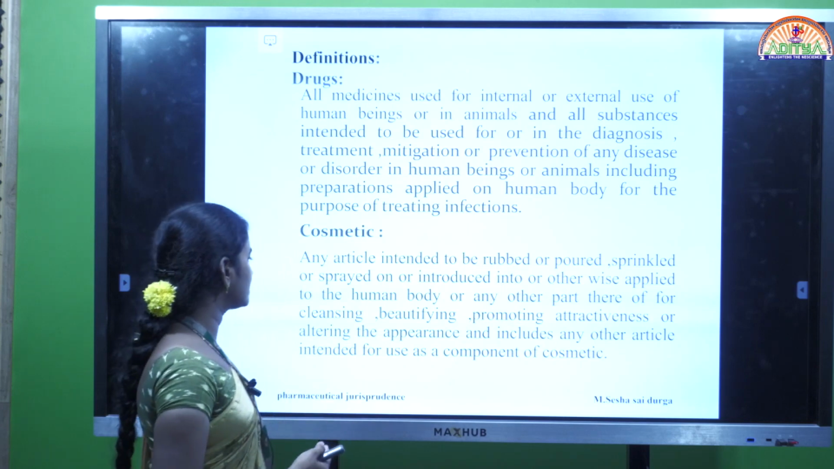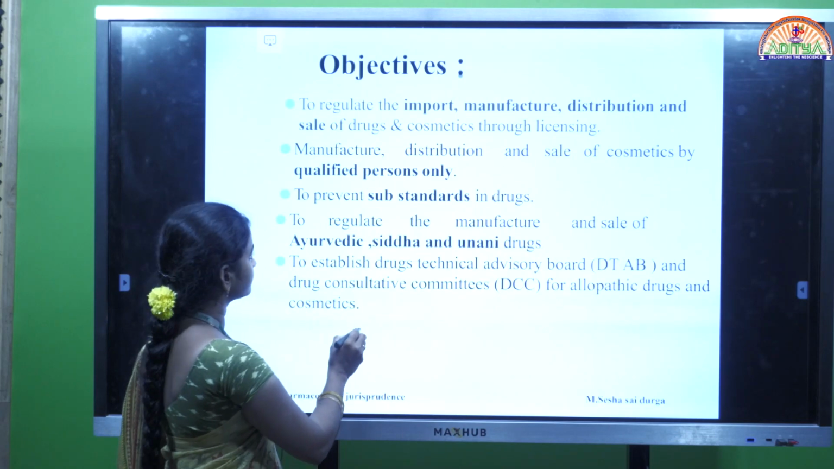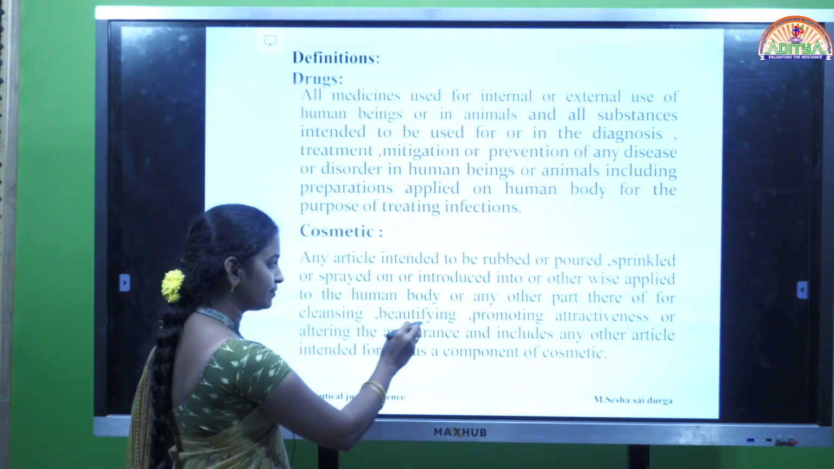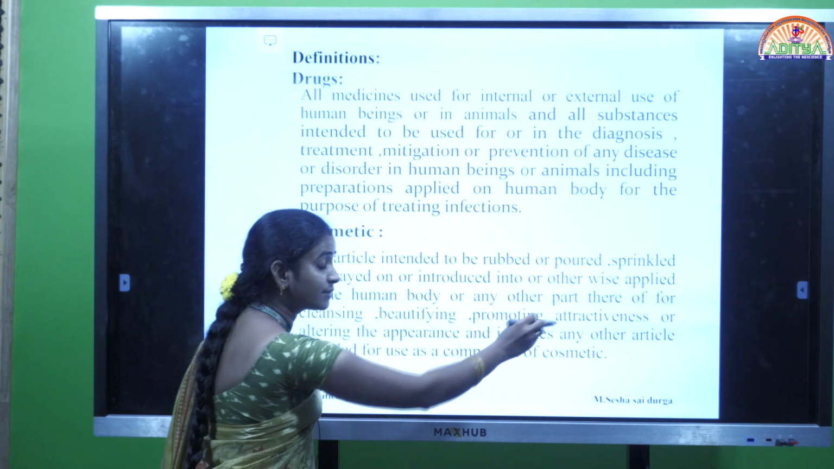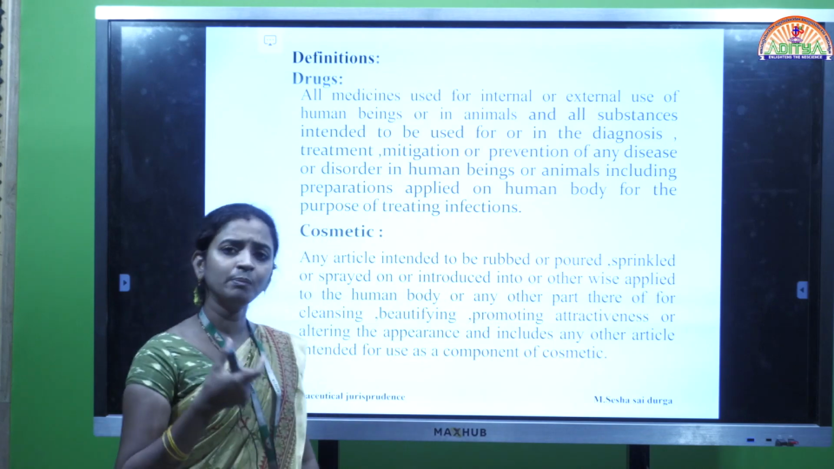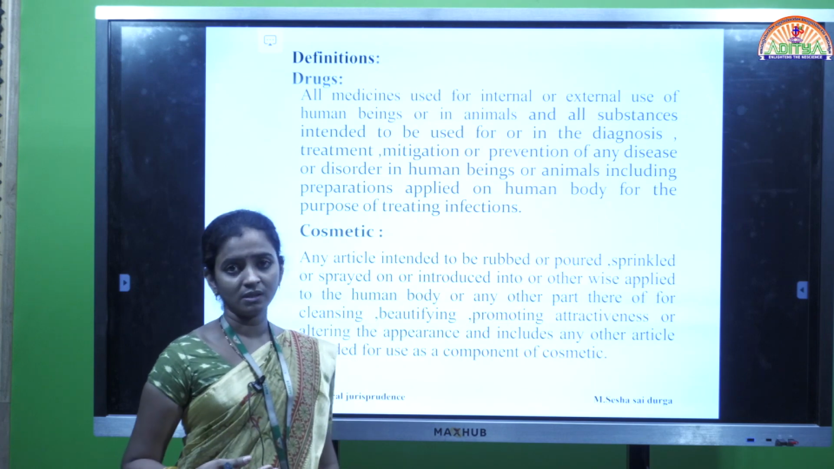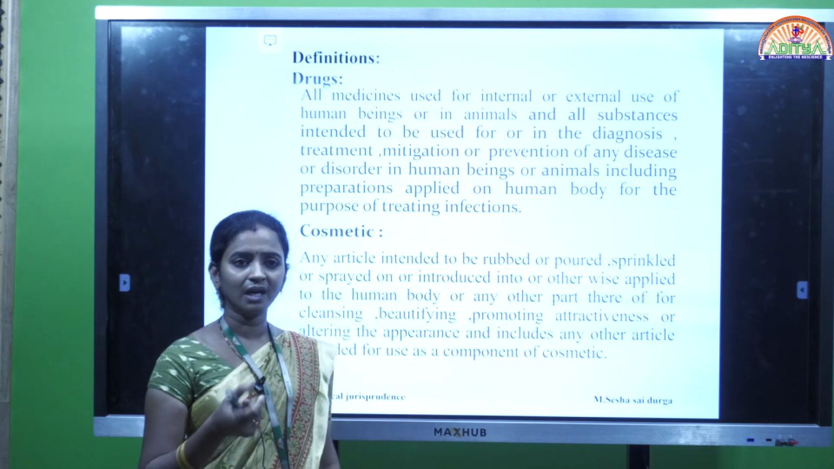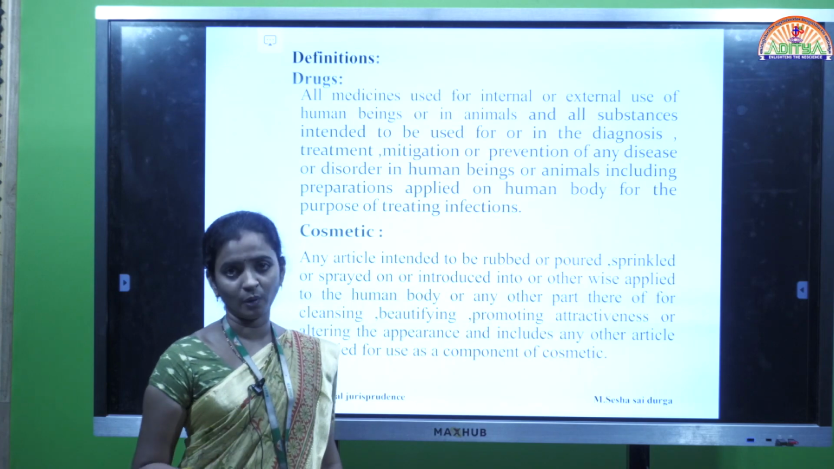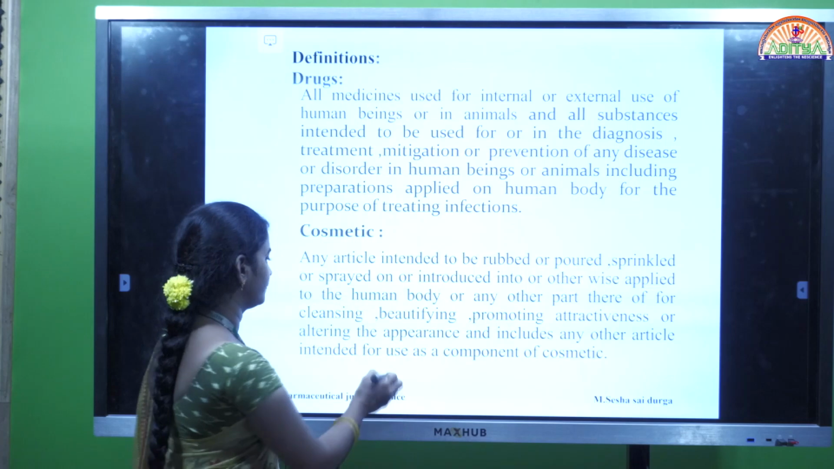The purpose is, see here, first one, cleansing, beautifying, promoting attractiveness or altering the appearance of any part of our body. So to improve our attractiveness or to alter the appearance of any part of our body, what we generally use is called a cosmetic.